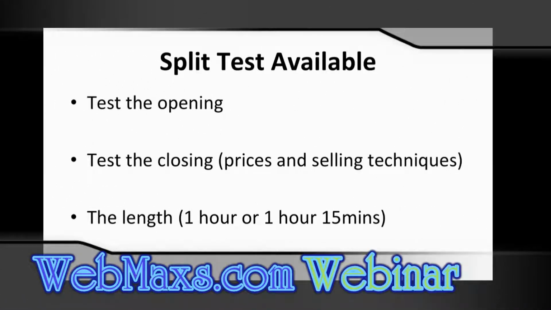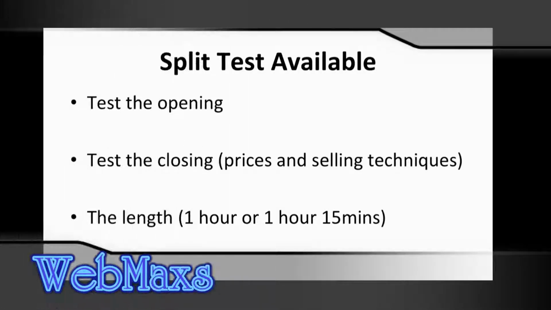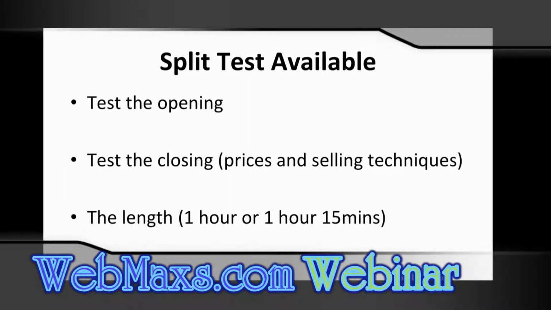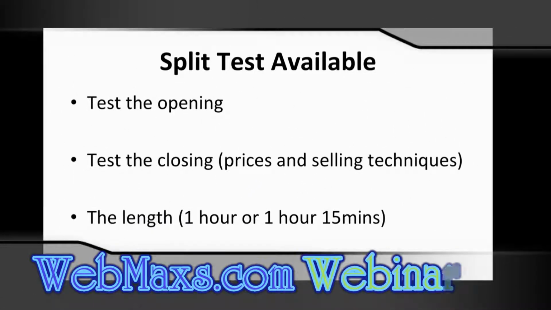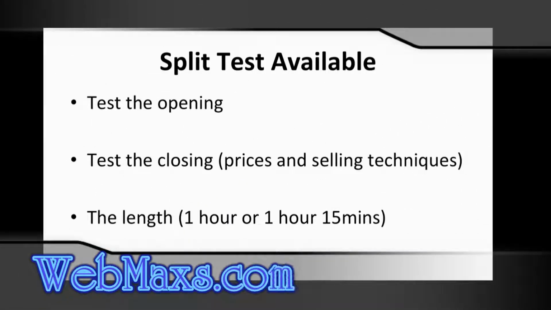The next element will be the closing. The closing is usually important because that is where you start the call to action to close a deal. You will need to test the different prices of your product and the selling techniques you use. For example, would a $297 sell better than a $397 product?